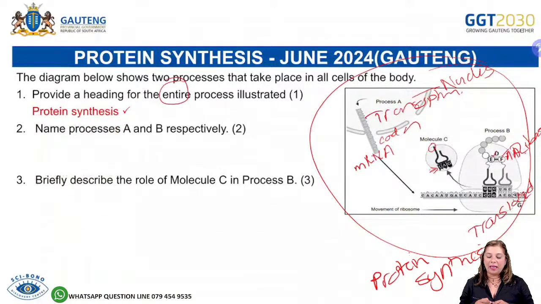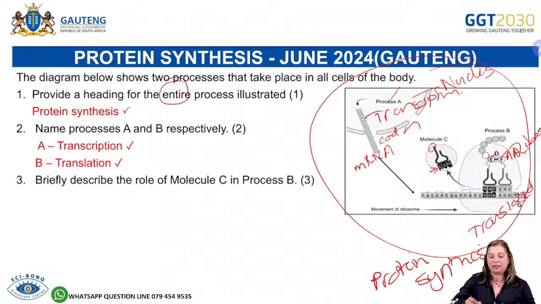Name processes A and B. We've done that already. We've already labeled the diagram. And obviously, process A is transcription and process B is translation. Now remember, they don't have to give you the whole diagram. They can give you only the transcription diagram, or they can give you only the translation diagram.